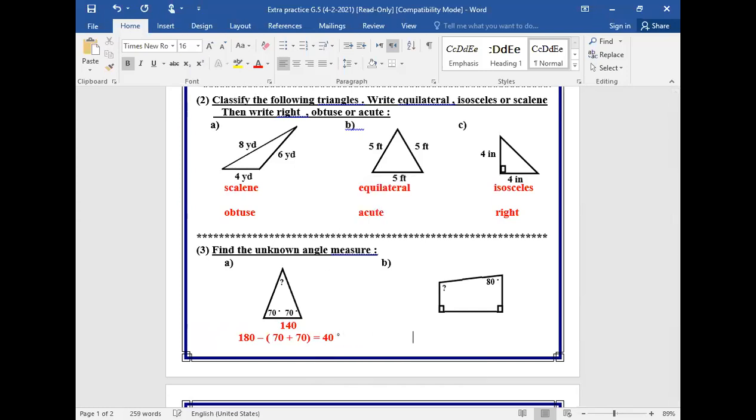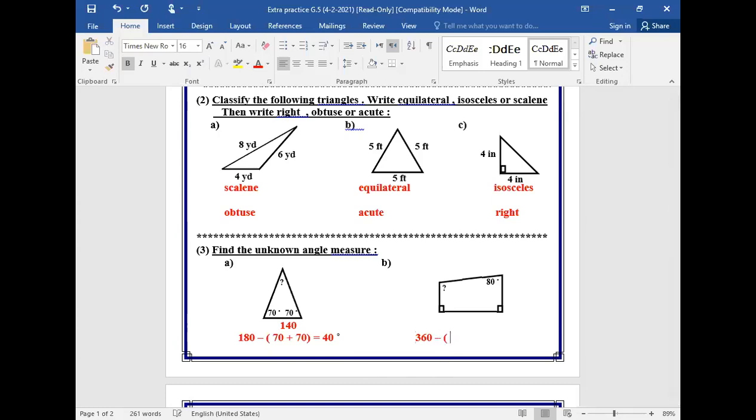The next is a quadrilateral. How can we find the unknown angle in the quadrilateral? We do 360 minus 80. 80 only? Yes.